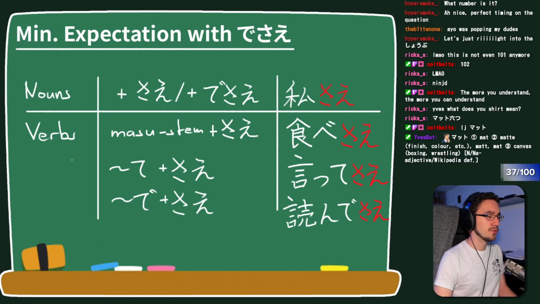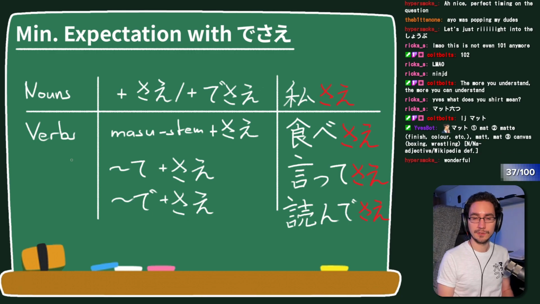So, sae usually attaches to two things. It usually attaches to either nouns or verbs. And that's basically it, right? There's not really anything else you can attach sae to. For nouns, you have options.